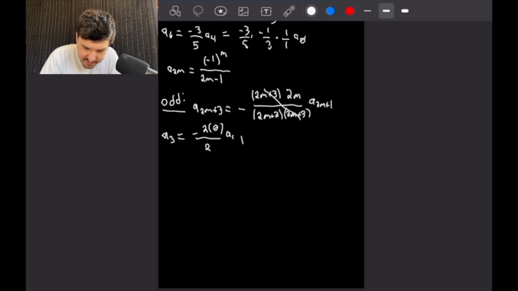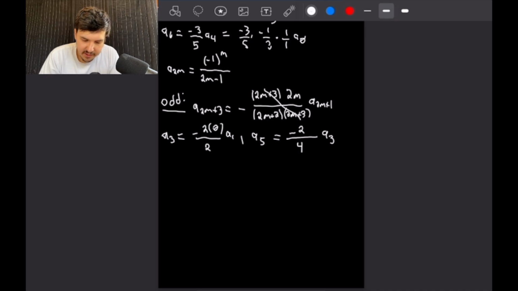And for our a sub 5, which will be our next odd, we will have the following. Well, when we have a sub 5, that means m is equal to 1, as 2 times 1 plus 3 is equal to 5. So that will give us in our numerator a negative 2, as the negative in front of the fraction will carry over, and the m is just 1 times 2. And then in our denominator, we will have 2 times 1 plus 2, which is equal to 4. So that will give us negative 1/2 times a sub 3.